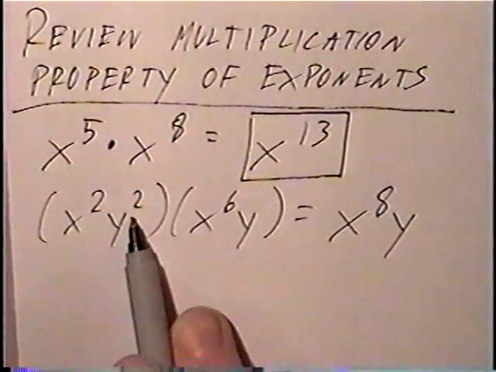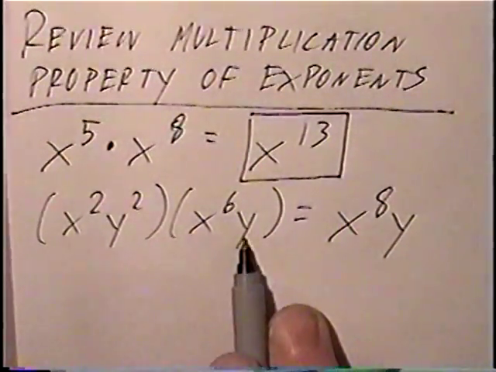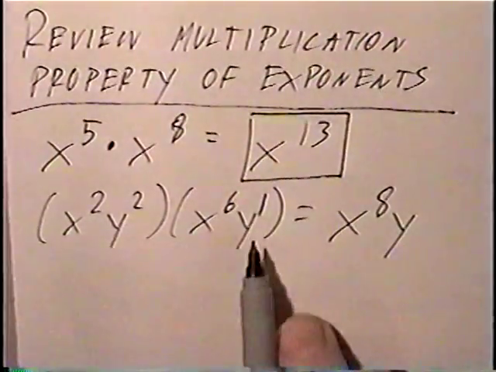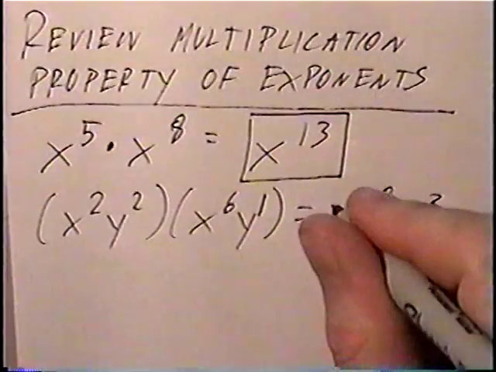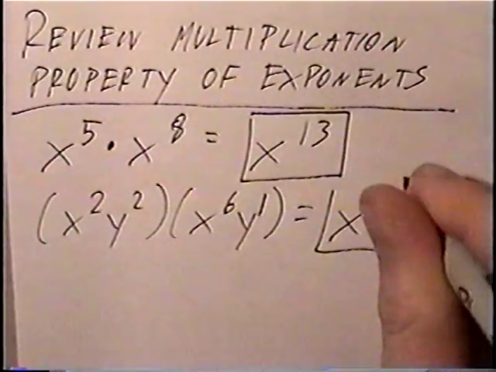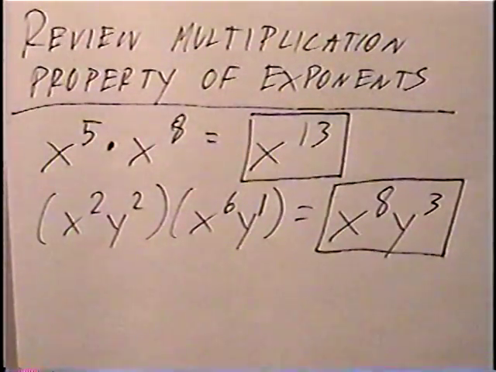And the y variable, y squared times y. The y, again, you can add the exponent of 1 if there's no exponent, and 2 plus 1 would give us 3. So our final answer, x to the 8th times y to the 3rd.